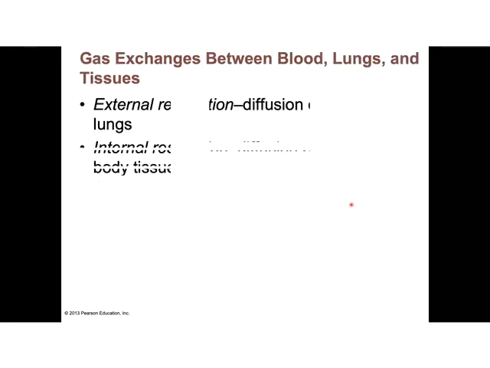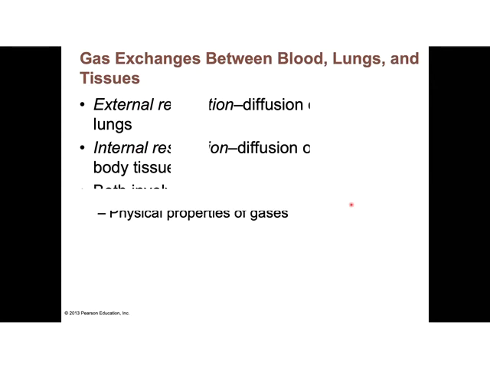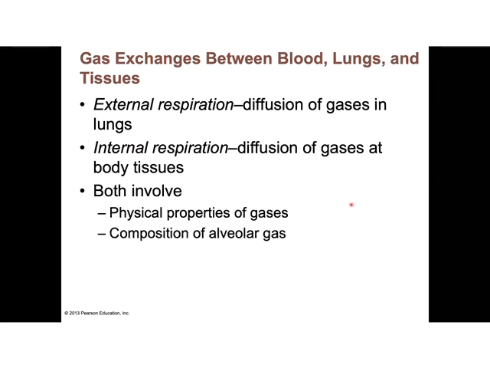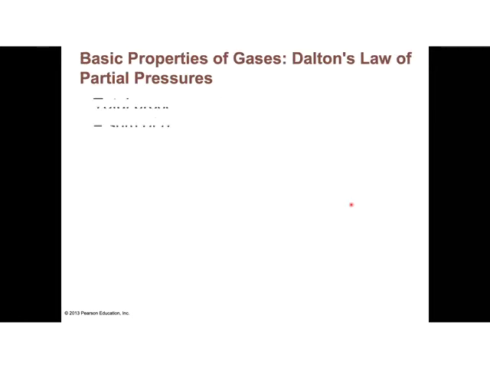And then we've talked about the differences in the types of respiration. External respiration is the movement of gas in the lung to the blood, internal is from the blood to the tissues, and cellular respiration is the use of oxygen within the cells to generate ATP through the electron transport chain. Both internal and external respiration involve the physical properties of gas and the composition of alveolar gas.